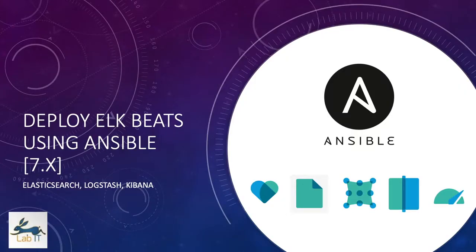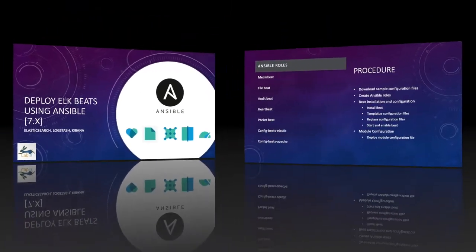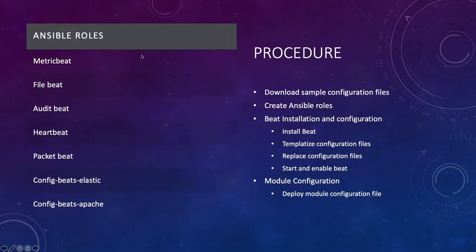Hey guys, let's automate the deployment of ELK beats such as Metricbeat, Filebeat, etc. using Ansible in this video. What we'll do is we'll create a role for each of the beats that we're going to deploy, and also we'll create two roles, one to configure modules on the Elastic server and one to configure modules on the Apache web server for our beat setup.